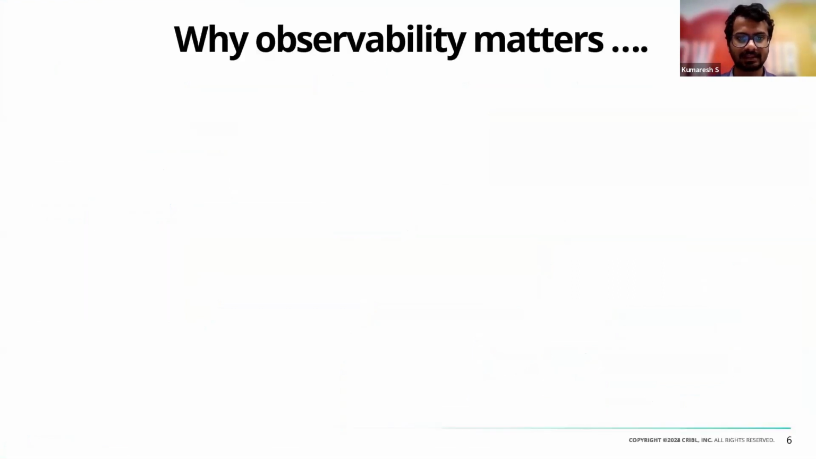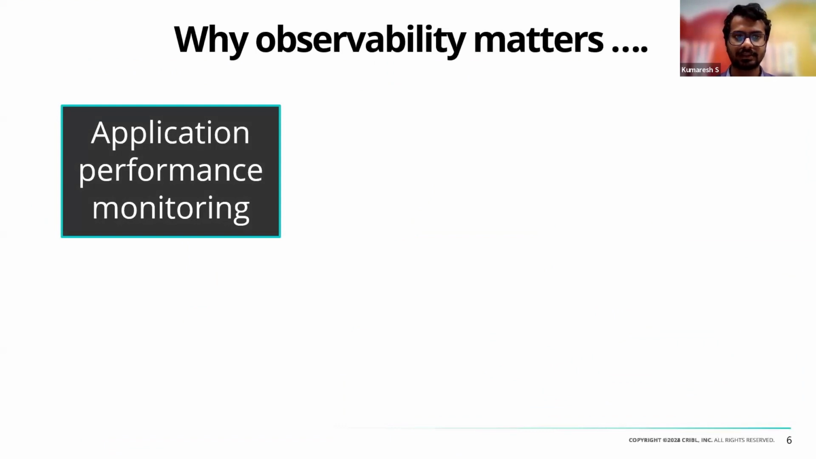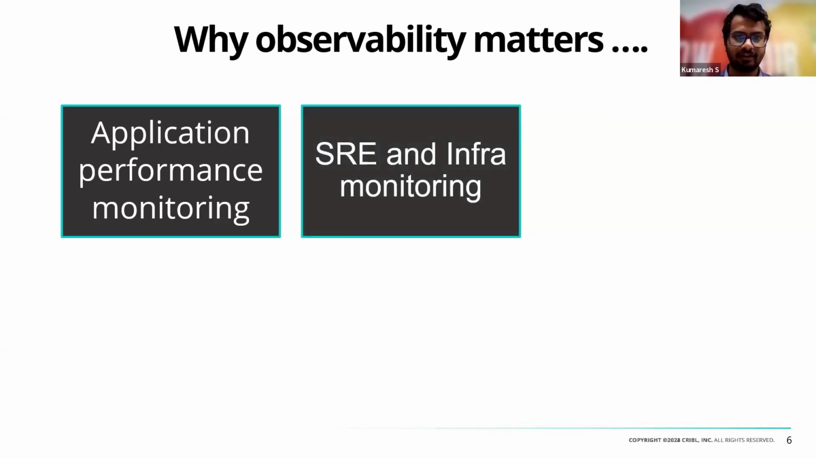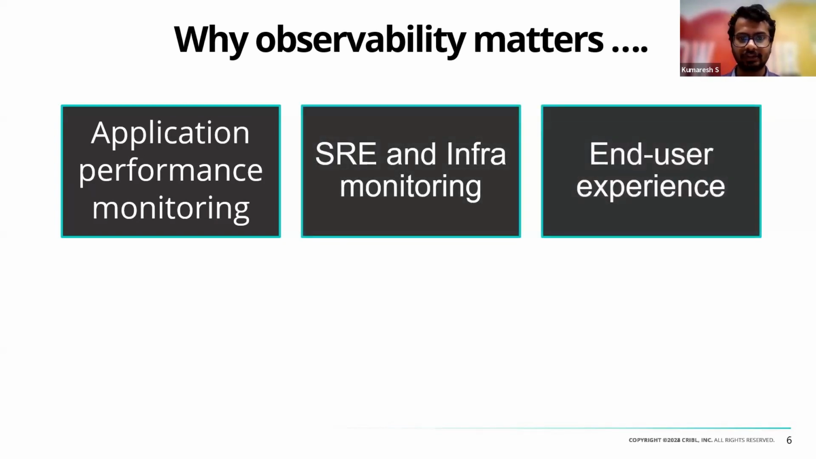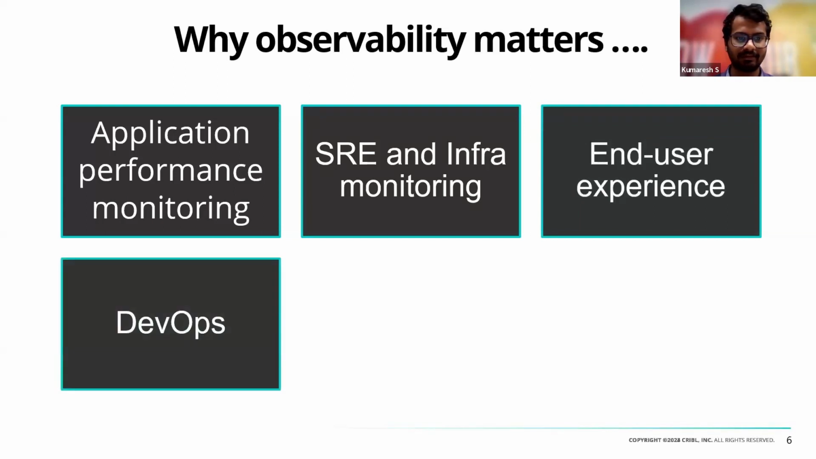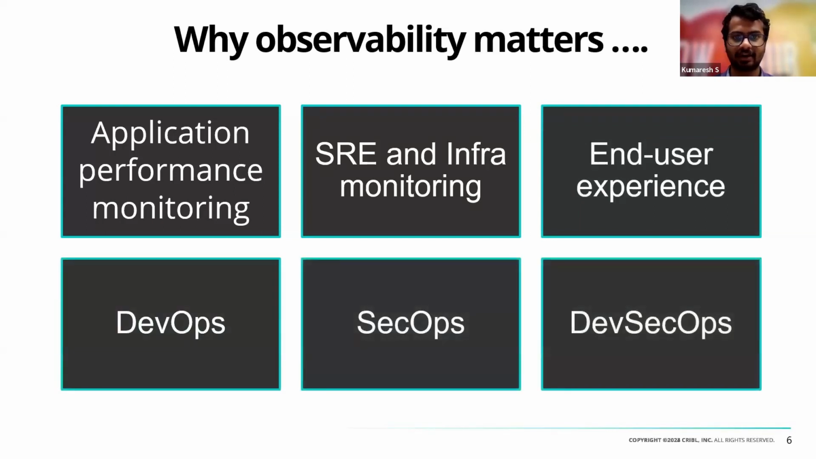Now, having set this context, let us see why observability matters. It is not only about application performance monitoring these days. Observability is very relevant in SRE and infra monitoring as well, in end user experience, in SecOps, DevOps, and DevSecOps. In all of these, it is necessary to have the data needed for troubleshooting and making sure everything's smooth and ultimately you're not running into troubles. So what does this mean?